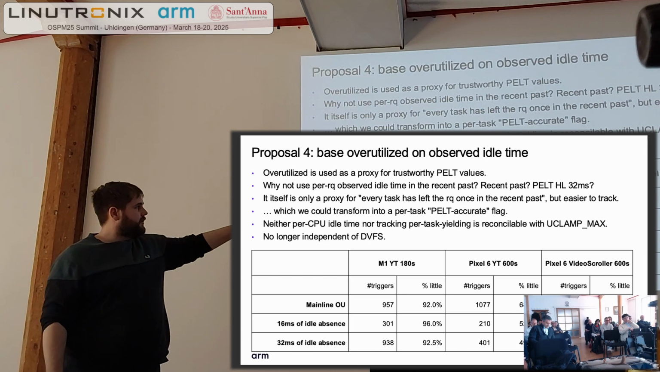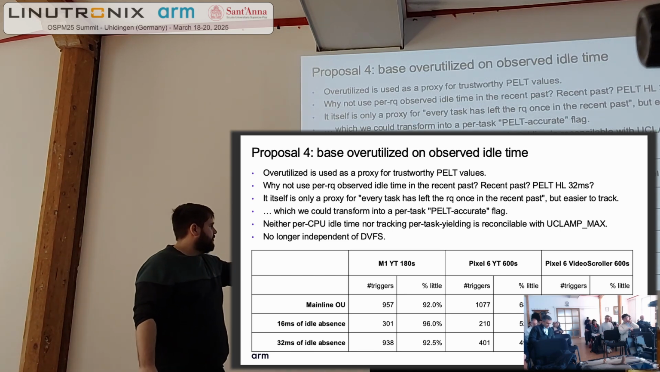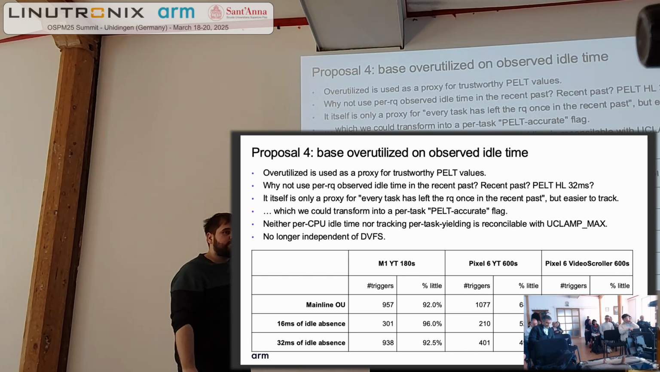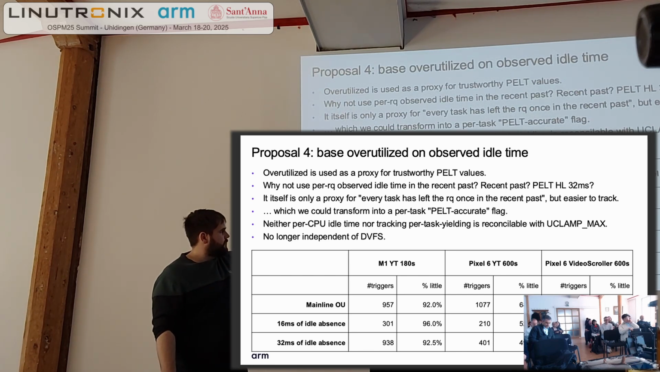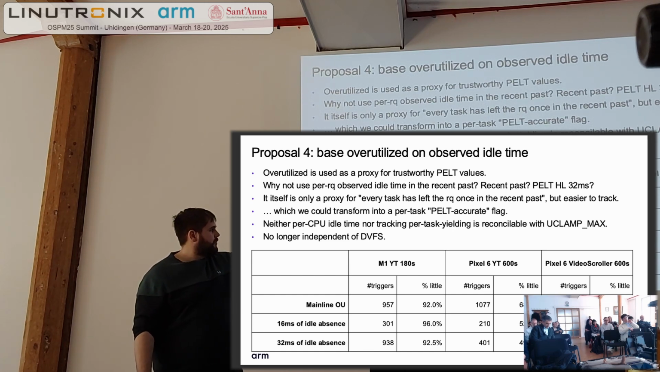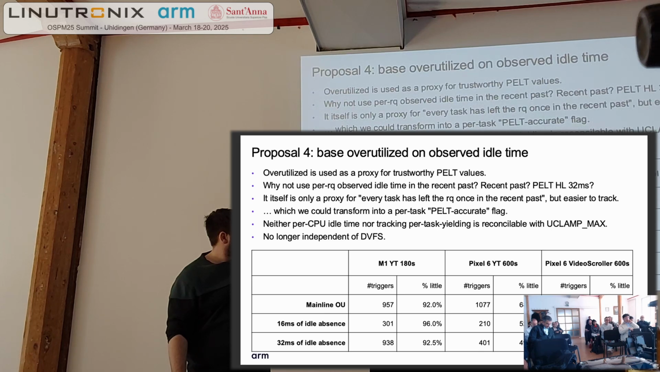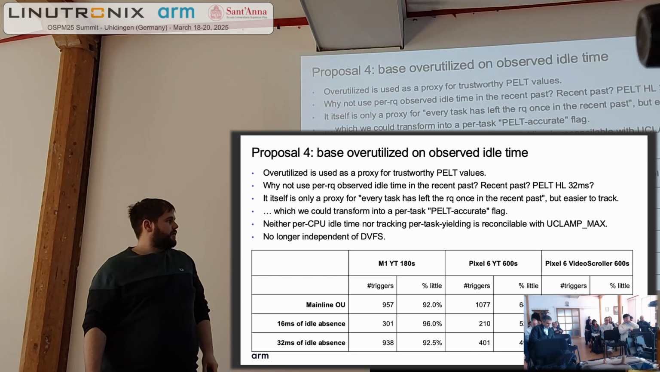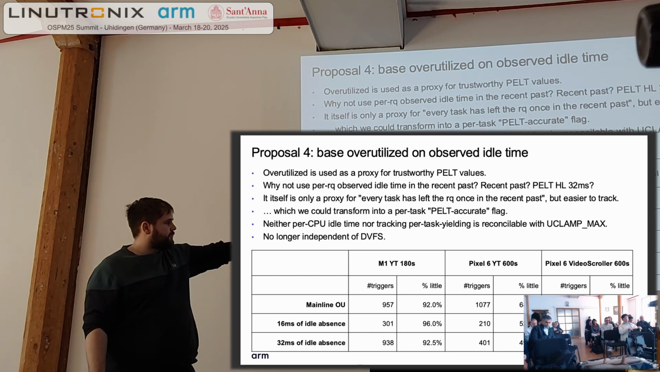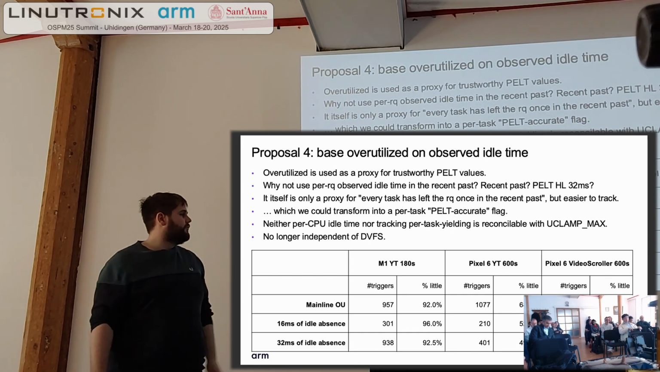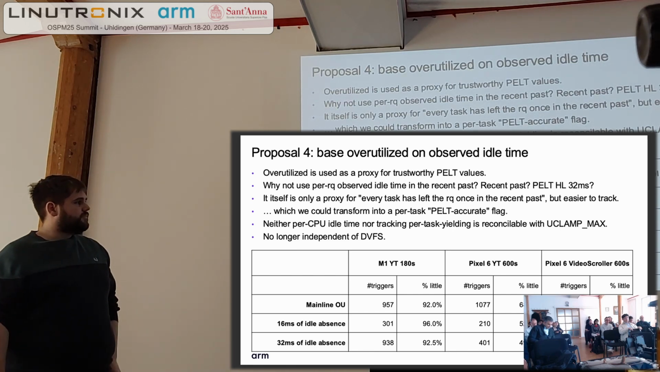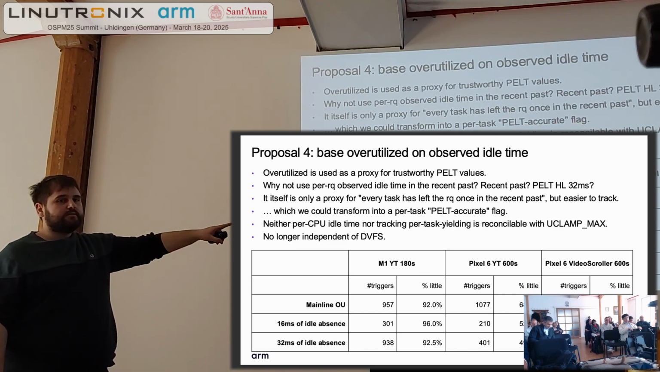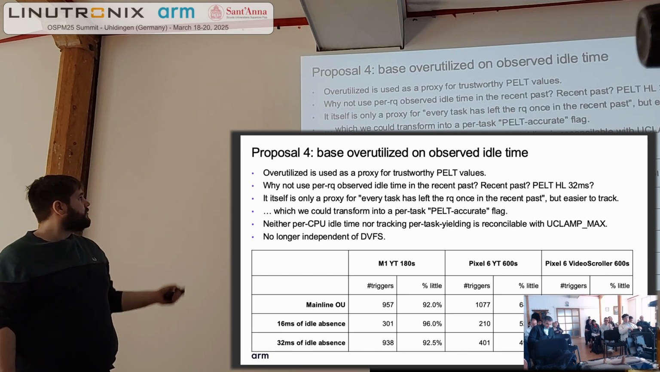Just some numbers here on all of the workloads. Essentially, 32 milliseconds of idle absence, if that is what we require. For YouTube, it's the same ballpark on M1. Even the little ratio, that's similar enough. On the Pixel, it looks a bit different. That's still greatly reducing the number of overutilized, and it also somewhat reduces the ratio that comes from little CPUs.